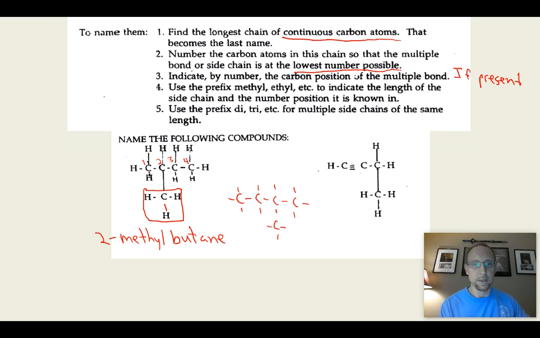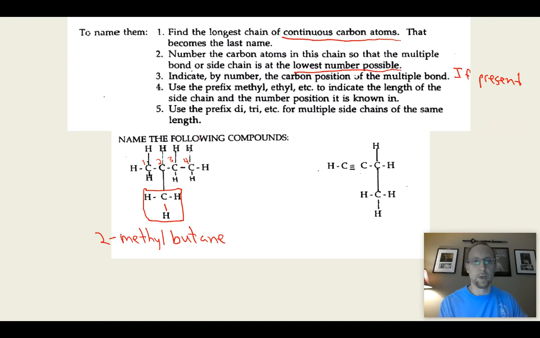This is the same thing as this. I would just start counting from the end that gives me the lowest possible number, 3, 4. All right, so that's still 2-methylbutane. So the lowest possible number is important. All right, so now the next one. Let's move on. So the same, these are our 5 rules.